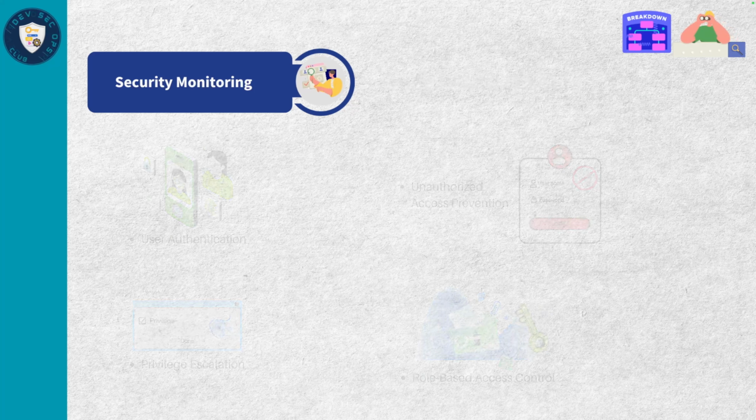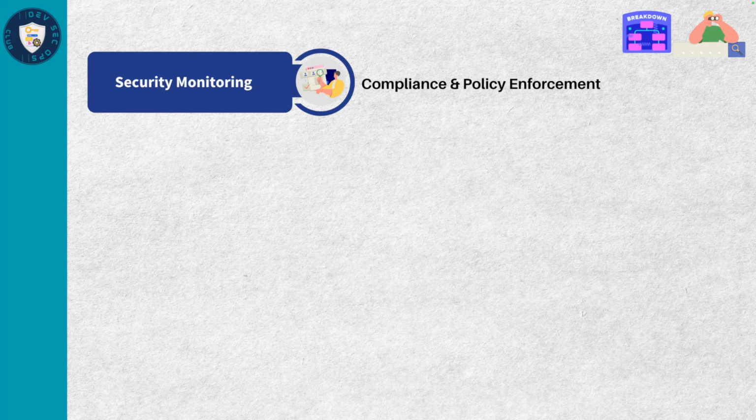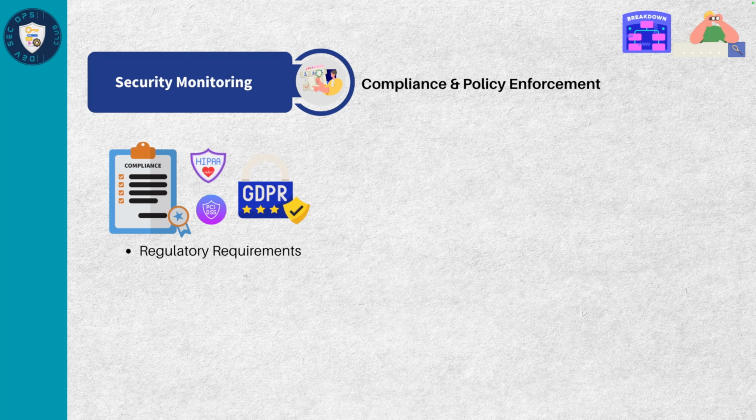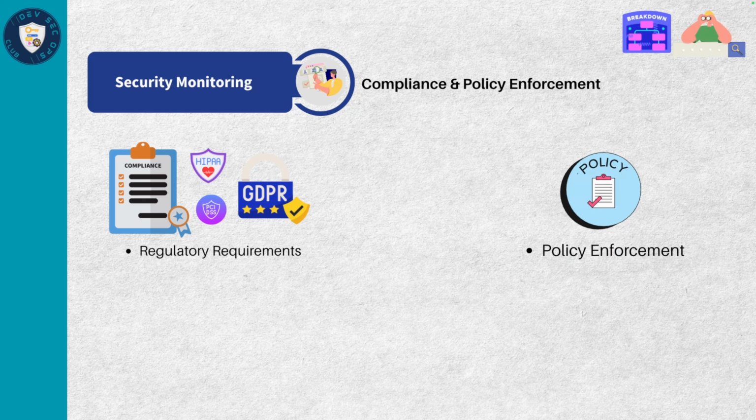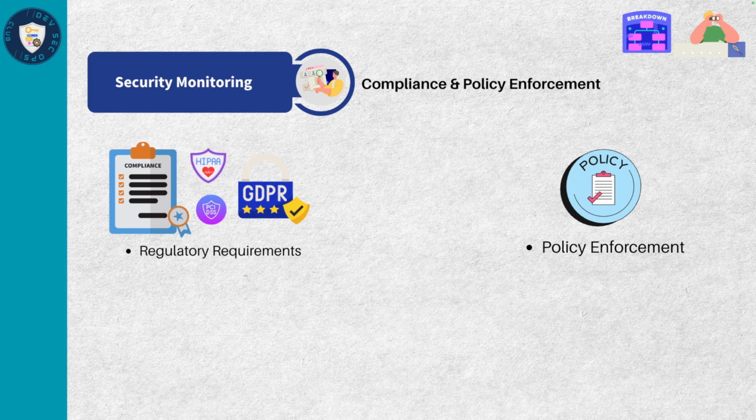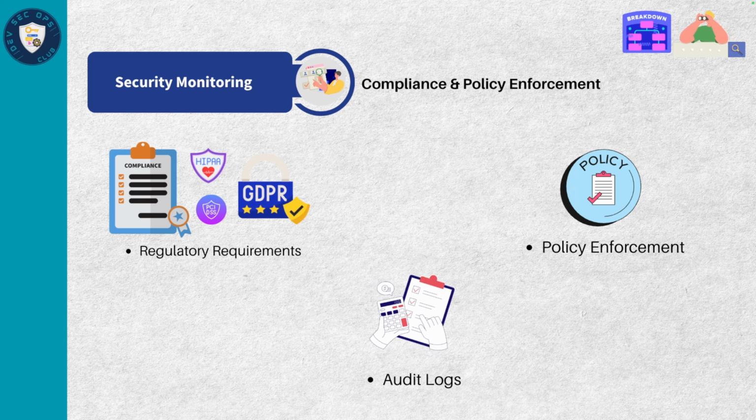Next, compliance and policy enforcement. Meeting legal and regulatory requirements while maintaining security best practices. So regulatory requirements like ensuring compliance with laws like GDPR, HIPAA, and PCI DSS. Next, we have policy enforcement, implementing security protocols across the organization, and audit logs, tracking system activities to detect irregular behavior or policy violations. So again, all these things which I'm telling you are really important.